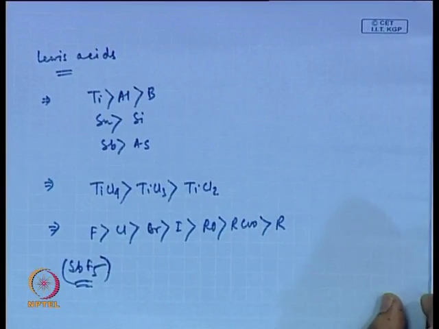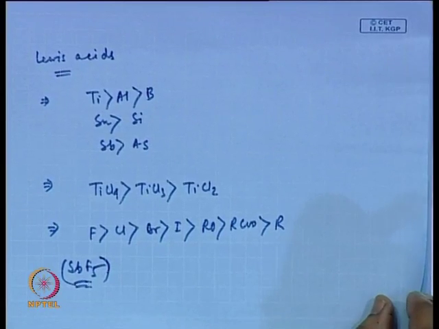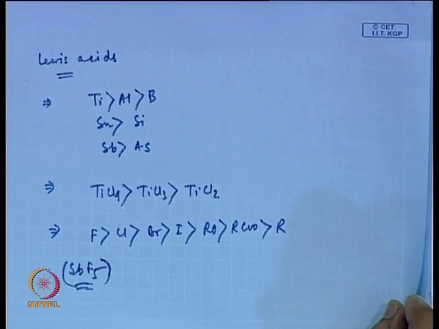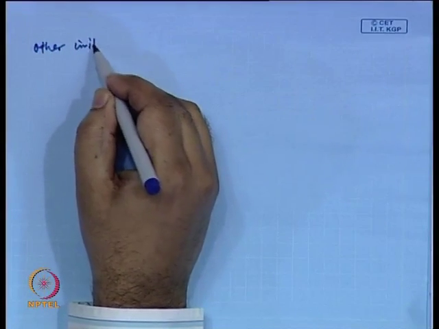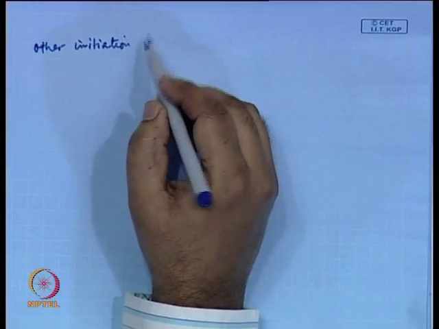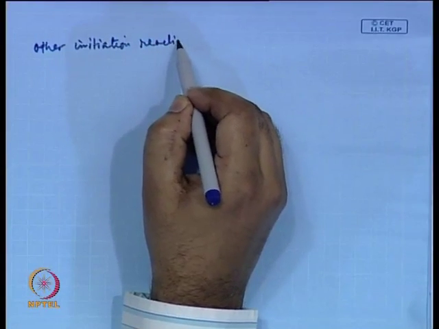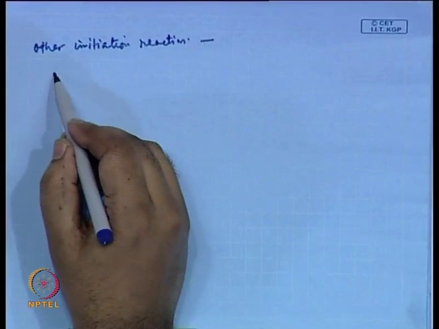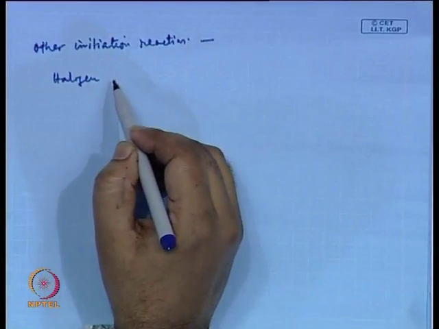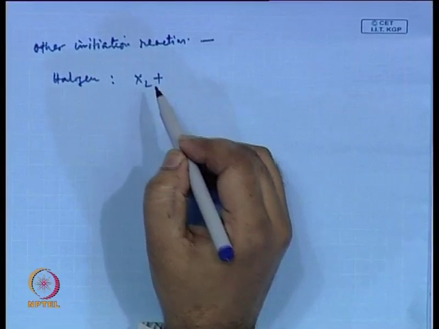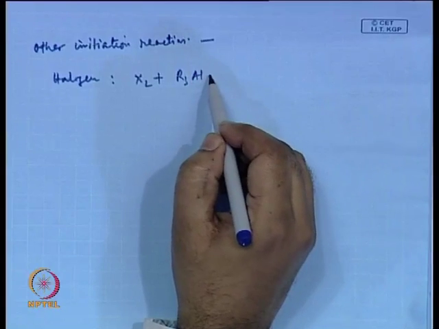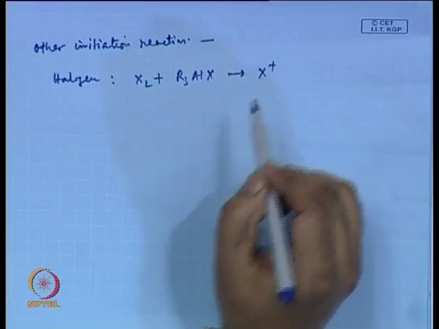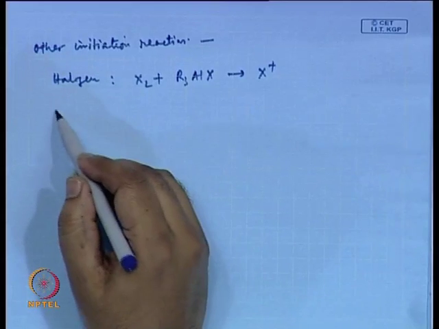So, we talked about the initiation by the reaction of the monomers with the electrophile. Now, there are other initiation reactions. For example, a halogen can react with a more acidic Lewis acid and give rise to, say, a halogen cation.